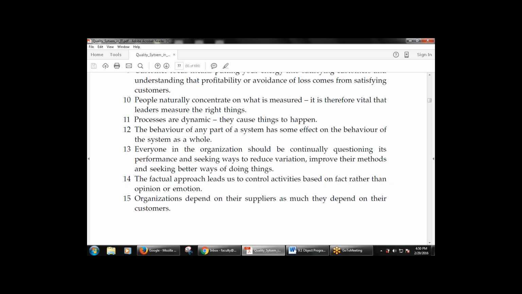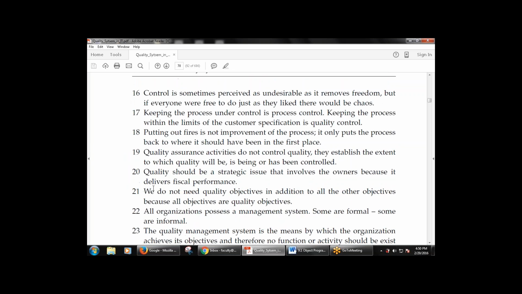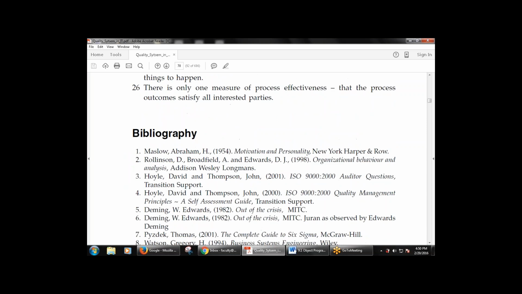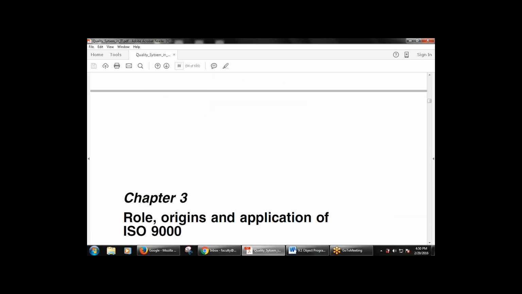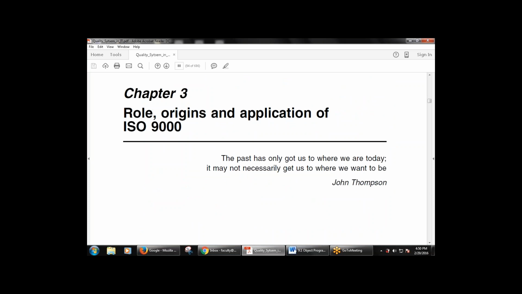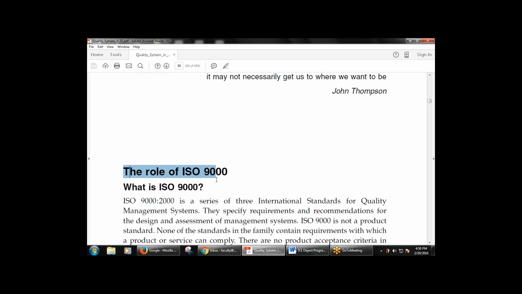The next chapter is chapter number 3, the role, origins, and application of ISO 9000. That is, what are the various applications, what are the various tools, how ISO began, what its origin is, and what are the various applications of the ISO 9000 standard. So what is the role of ISO 9000?